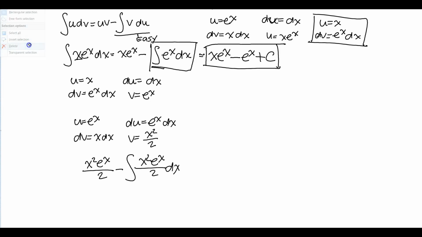Since this is one of the most confusing lessons, let's do the integral of e to the x sine of x dx. Now picking u and dv, you eventually start to get used to it, okay? And you start to know on instinct which one should be u and which one should be dv.